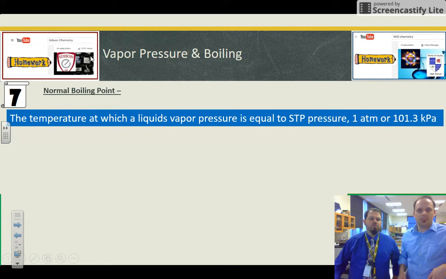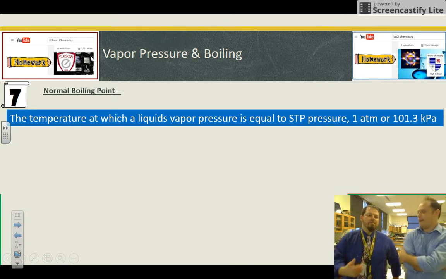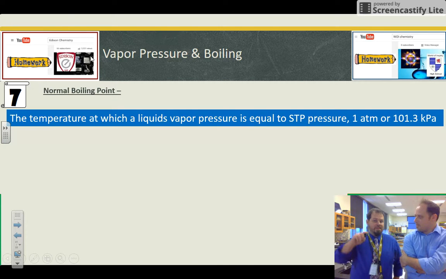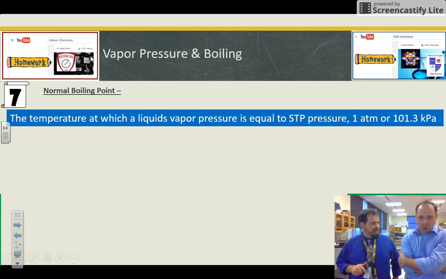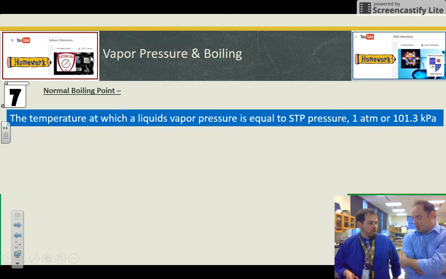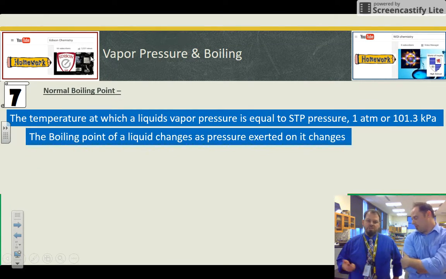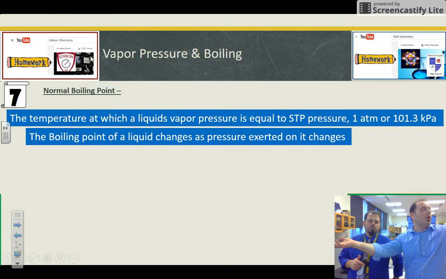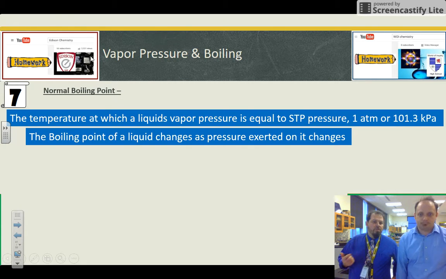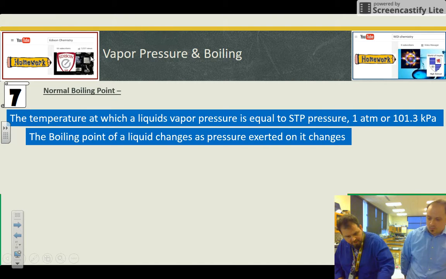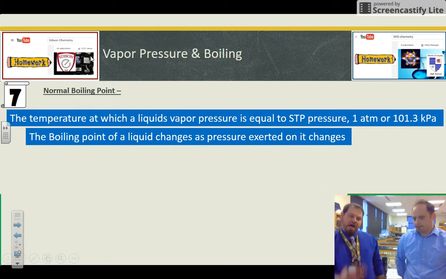Right. So normal then is basically what is the vapor pressure at standard conditions. So if I'm at 1 atmosphere or at that dotted line, 101.3 kilopascals, normally, normal boiling point. Every liquid has a normal boiling point, which just means what temperature will it boil at if we're at 1 atmosphere, standard temperature and pressure? And then the boiling point of a liquid will change as pressure is exerted on it. So the more pressure I put on it, pushing down, the hotter we got to get it.